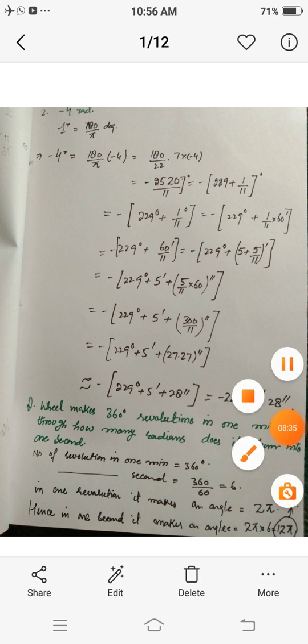Now similarly, if we have another one, it is minus 4 radian. We have to convert this minus 4 radian into degrees. Now the minus 4 radian can be written as 180 upon pi into minus 4 degree, because 1 radian is 180 upon pi degrees.